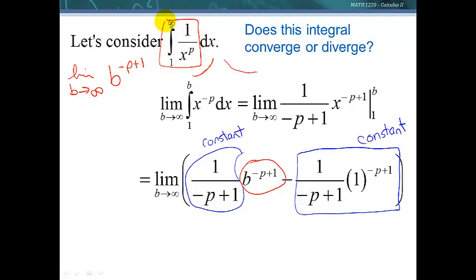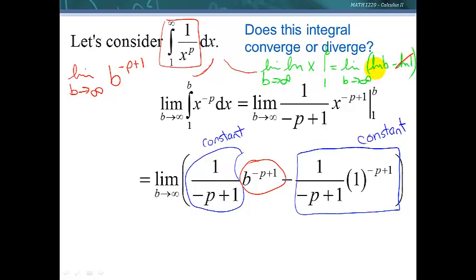Now, if p actually equaled 1, let's go back and look at it right here, because if p equaled 1, we would have the integral from 1 to infinity of 1 over x dx. And that's a special case because we know the integral of 1 over x would be the natural log of x. And if we evaluated that from 1 to b, as we let b approach infinity, we would have the limit as b approaches infinity of the natural log of b minus the natural log of 1. And we know that the natural log of 1 is 0.